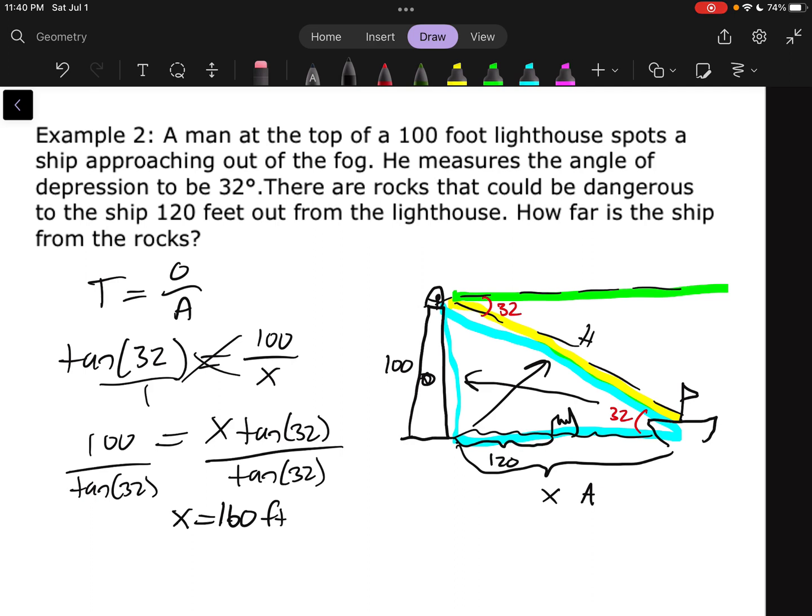So if the boat is 160 feet away and the rocks are 120 feet from the lighthouse, 160 minus 120 tells me that the boat is only 40 feet away from those rocks. It is getting close. They better radio in and warn that boat. Hopefully that went well for you. That was a fun little last problem there. I hope you guys figured that one out. And that's going to wrap this video up.